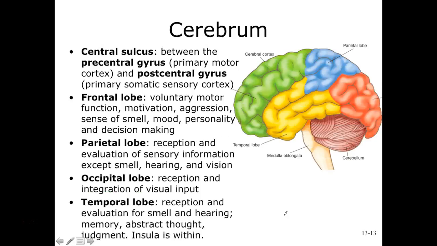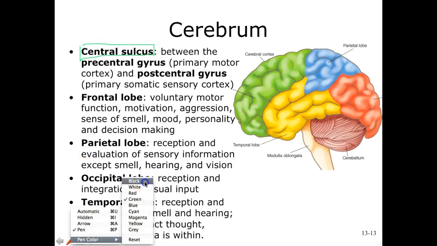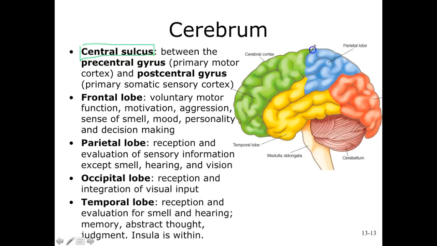Okay, so here are our different lobes. Now our central sulcus, oh, my pen went away. Our central sulcus, I'm going to show you where this guy is here. This central sulcus, let's switch our color to black, is found right over here. See how it's dividing the frontal lobe from the parietal lobe? I'll put an F here for frontal because I think my label got covered up.